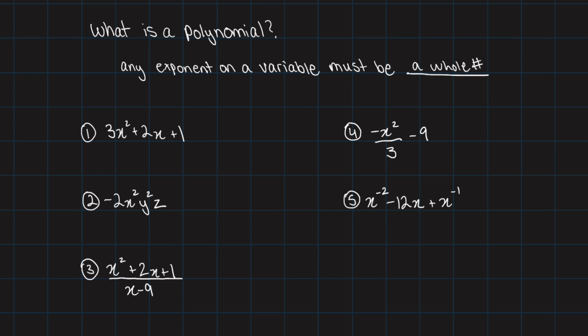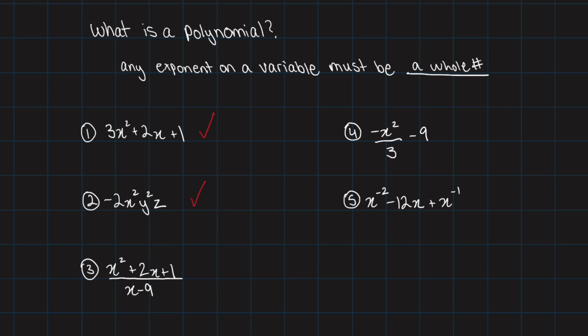The exponent on a variable is a whole number. X is the variable and the squared is the exponent, and it is a whole number. So this is a polynomial. The second one, negative 2x squared y squared z. Same thing here. It's negative 2x squared, but the exponent on the x is still a whole number, and the exponent on the y is also a whole number, so this is also a polynomial.